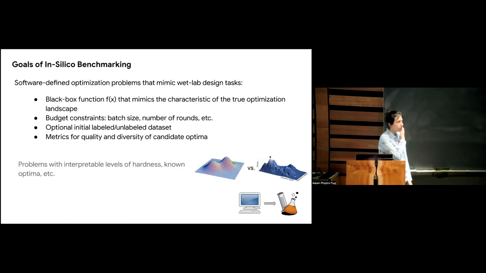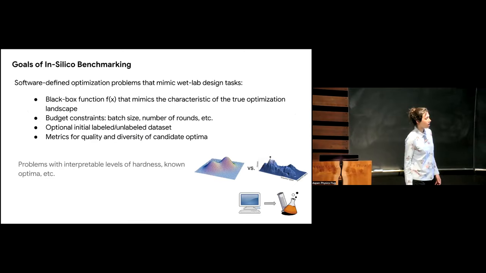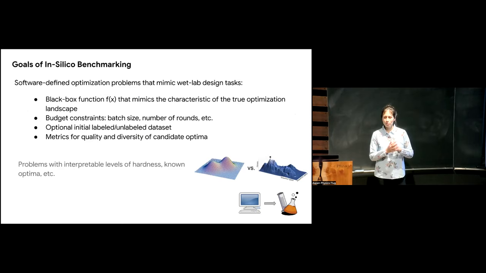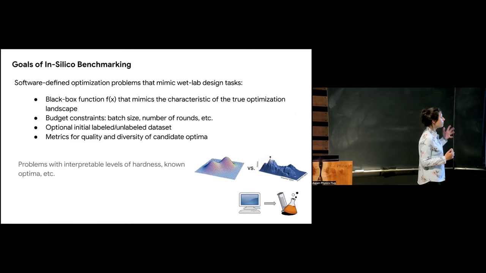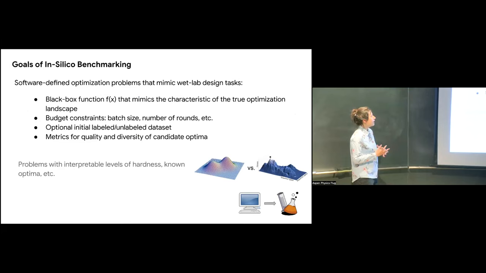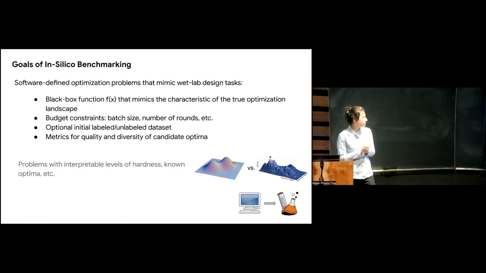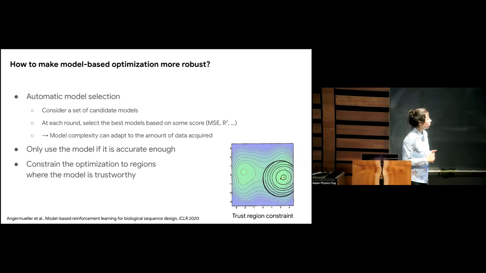So we built a bunch of in silico benchmarking tasks. The problem with these tasks is they never quite reflect reality. If we could build the ideal benchmarking task and understand the relationship between protein sequence and function, we wouldn't have to do this in the first place, right? But they're still useful, even though these are toy tasks, and they're based on real data as much as possible. They're useful because they help us understand some of the practical constraints, like batch size, number of rounds, all that kind of stuff. But it's not the real world.